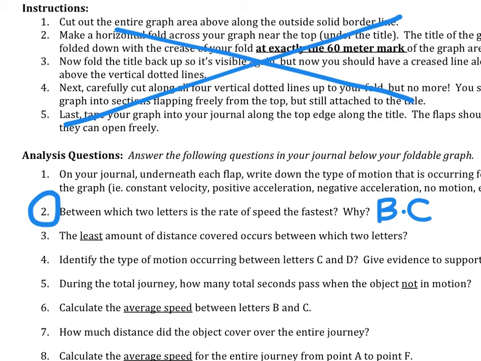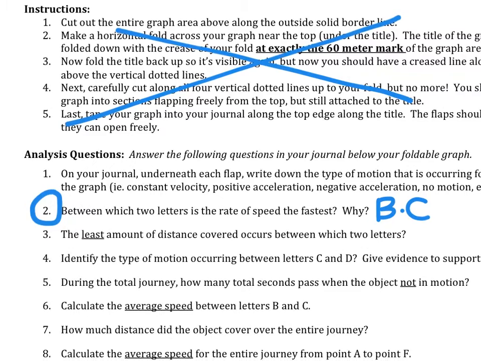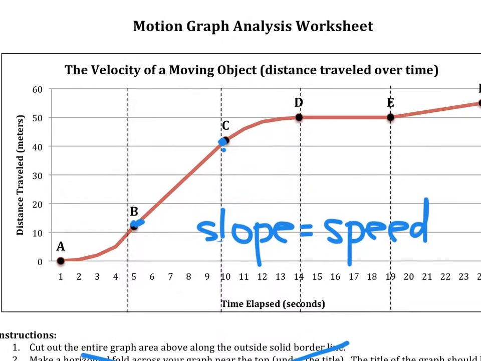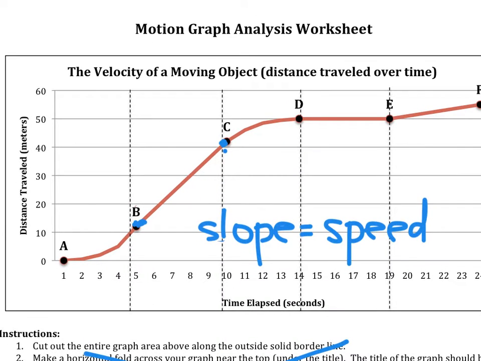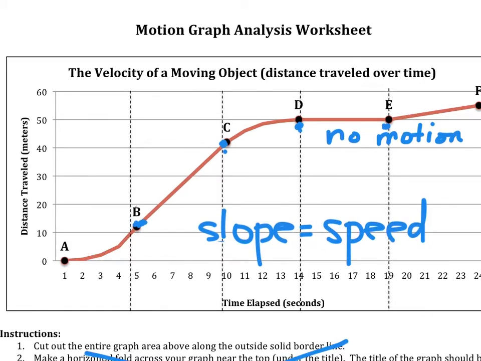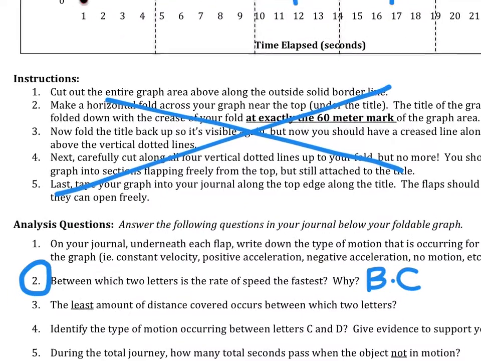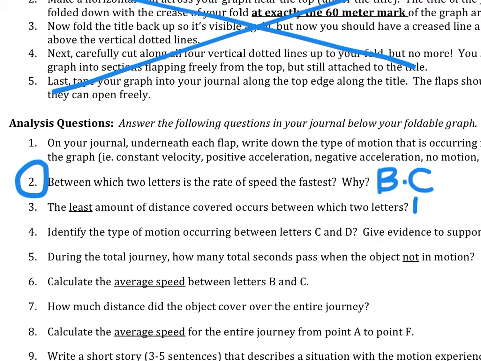Number 3, the least amount of distance covered occurred between which letters? So we can see the least amount of distance was between D and E, and between D and E there was no motion at all. So D and E covered the least amount of distance. So for number 3, our answer here is D, E.